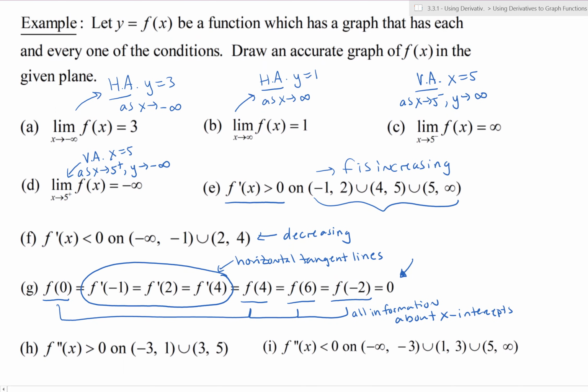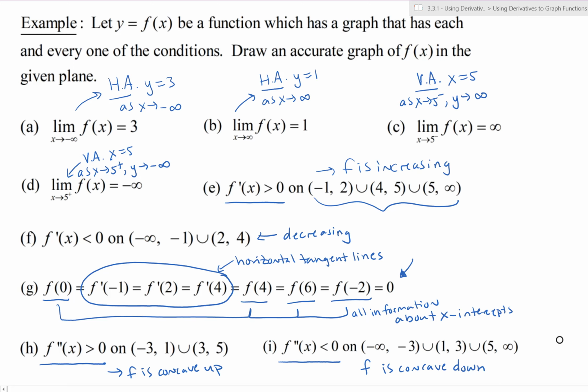Then some information about the second derivative. The second derivative is positive on this interval, negative 3 to 1, union 3 to 5. That means the function f is concave up. But in part I, the second derivative of the function is negative on this other interval, negative infinity to negative 3, union with 1 to 3, union with 5 to infinity. This is where the function f is concave down, right?